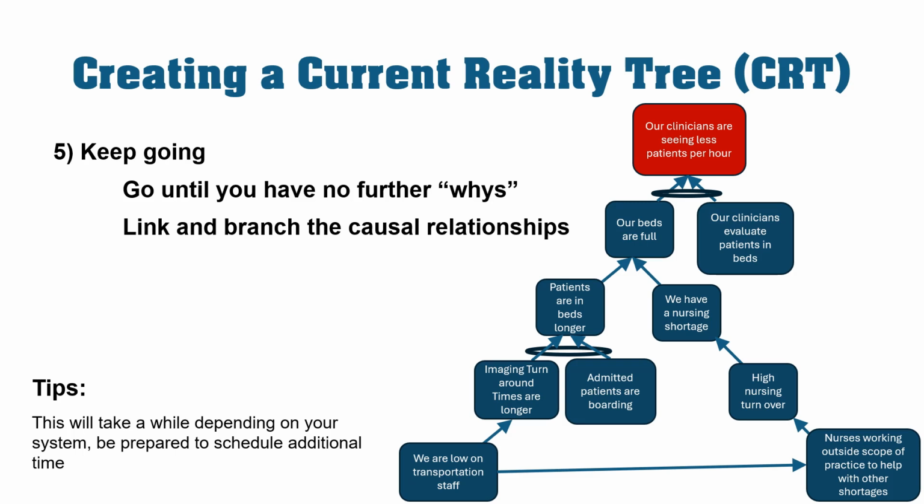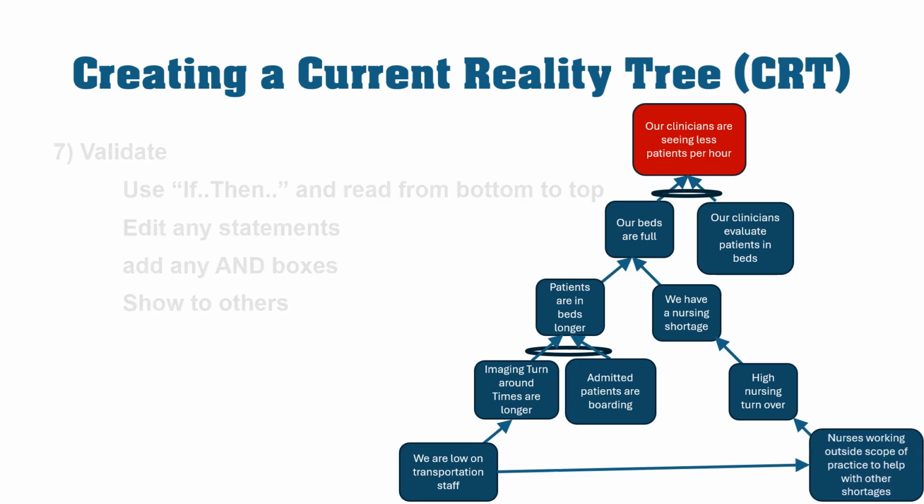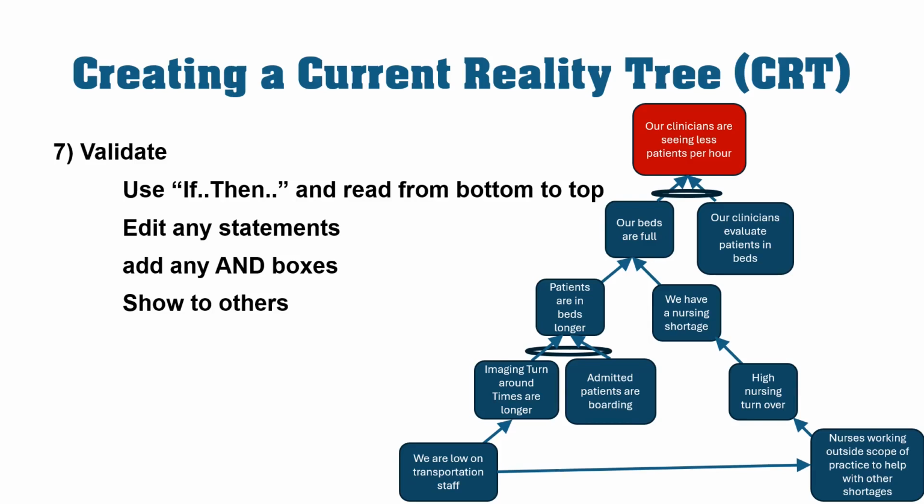So once you have your tree complete, and you're going to have multiple UDIs in this tree and it's going to be very large, you want to validate your tree by using if-then logic, and you want to read from the bottom to the top. Clear, and then also adjust any of your "and" or "or" boxes. And then the last thing you're going to do is show this to others and see if they come up with anything different or if they can further edit it.